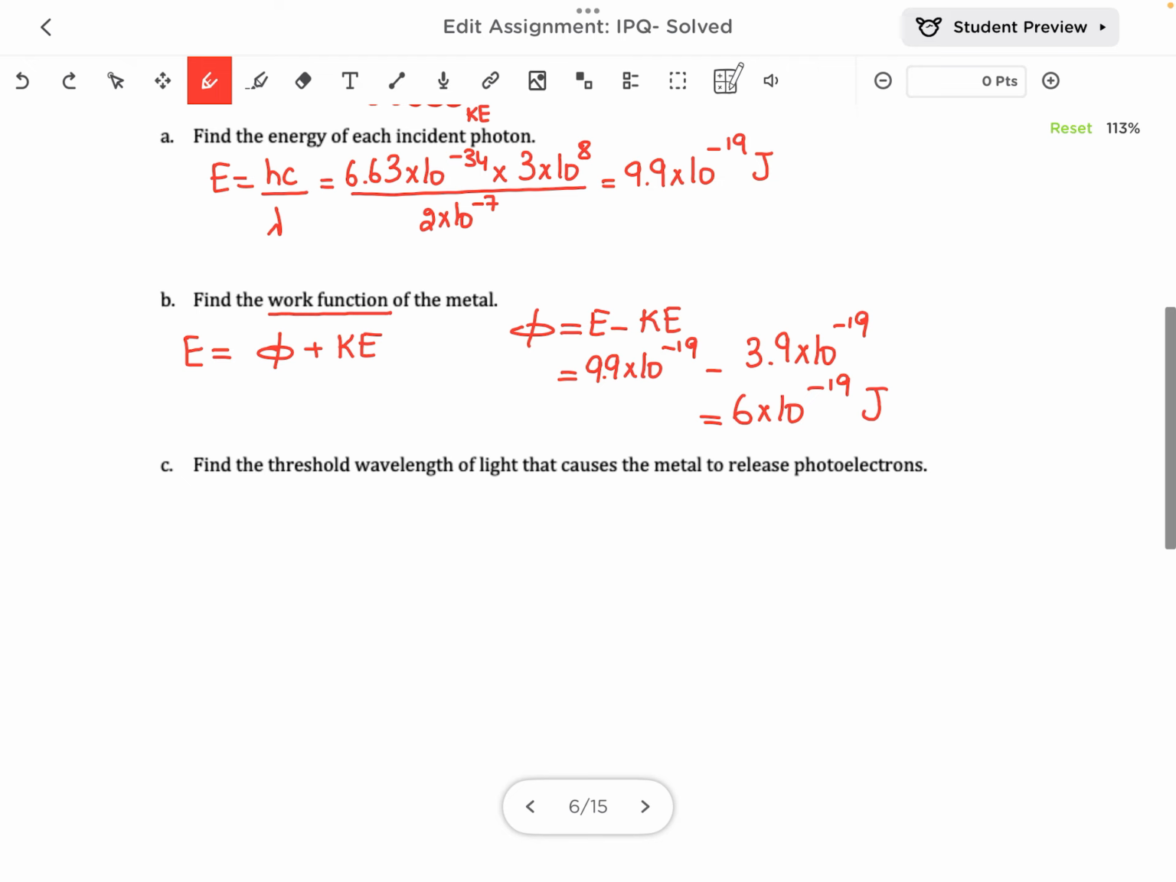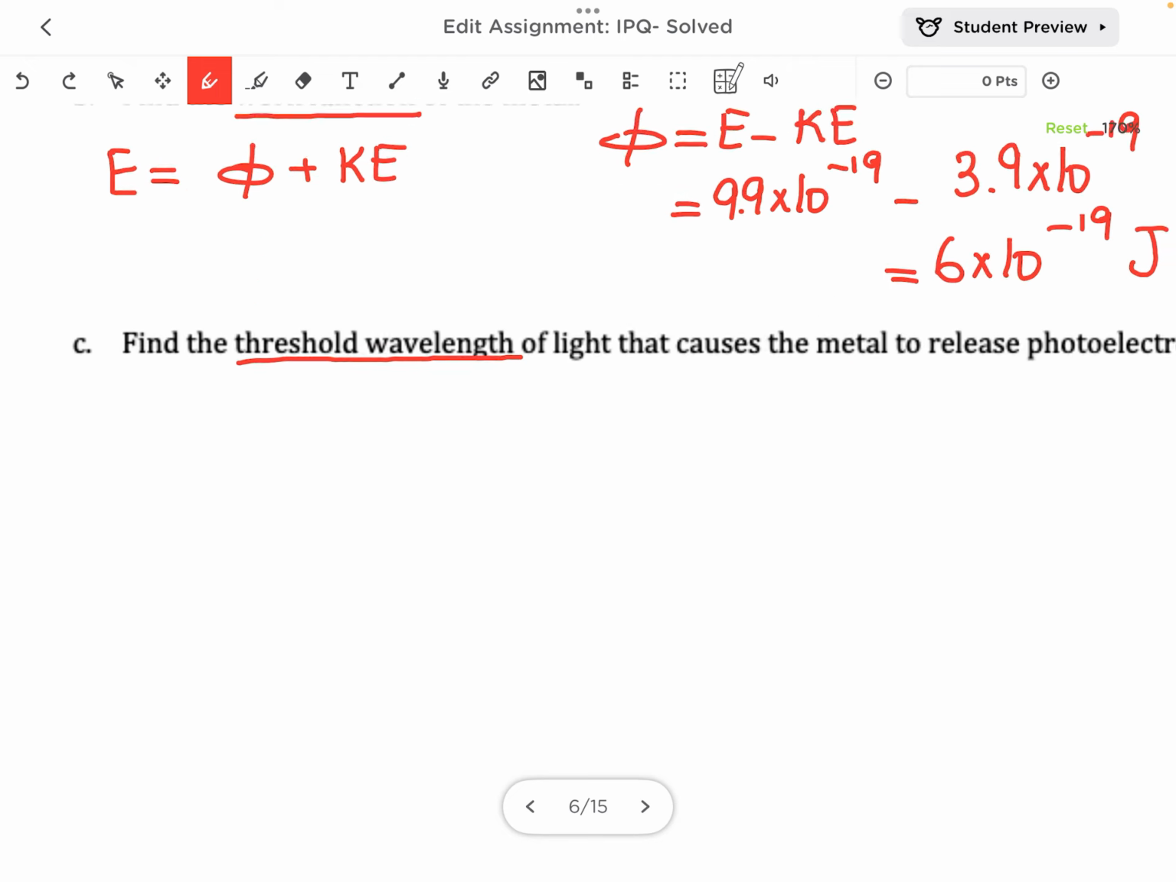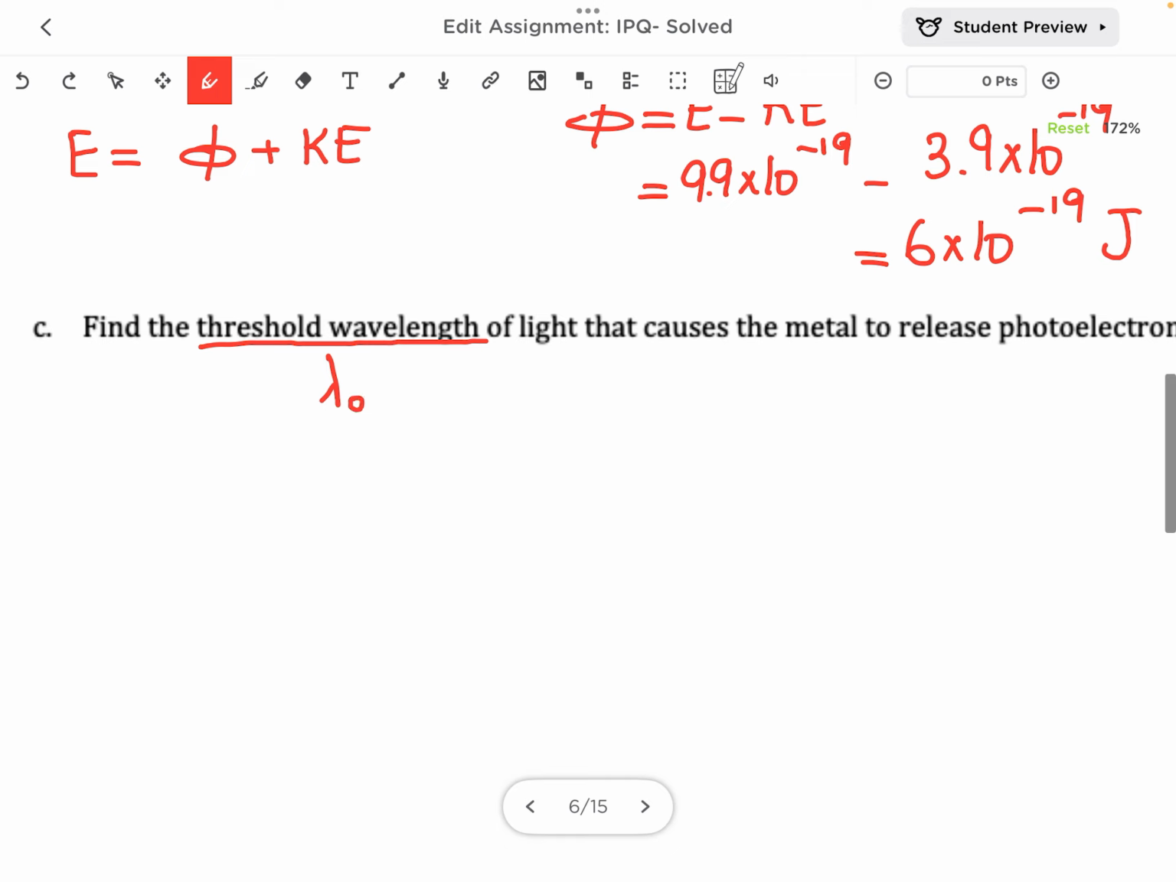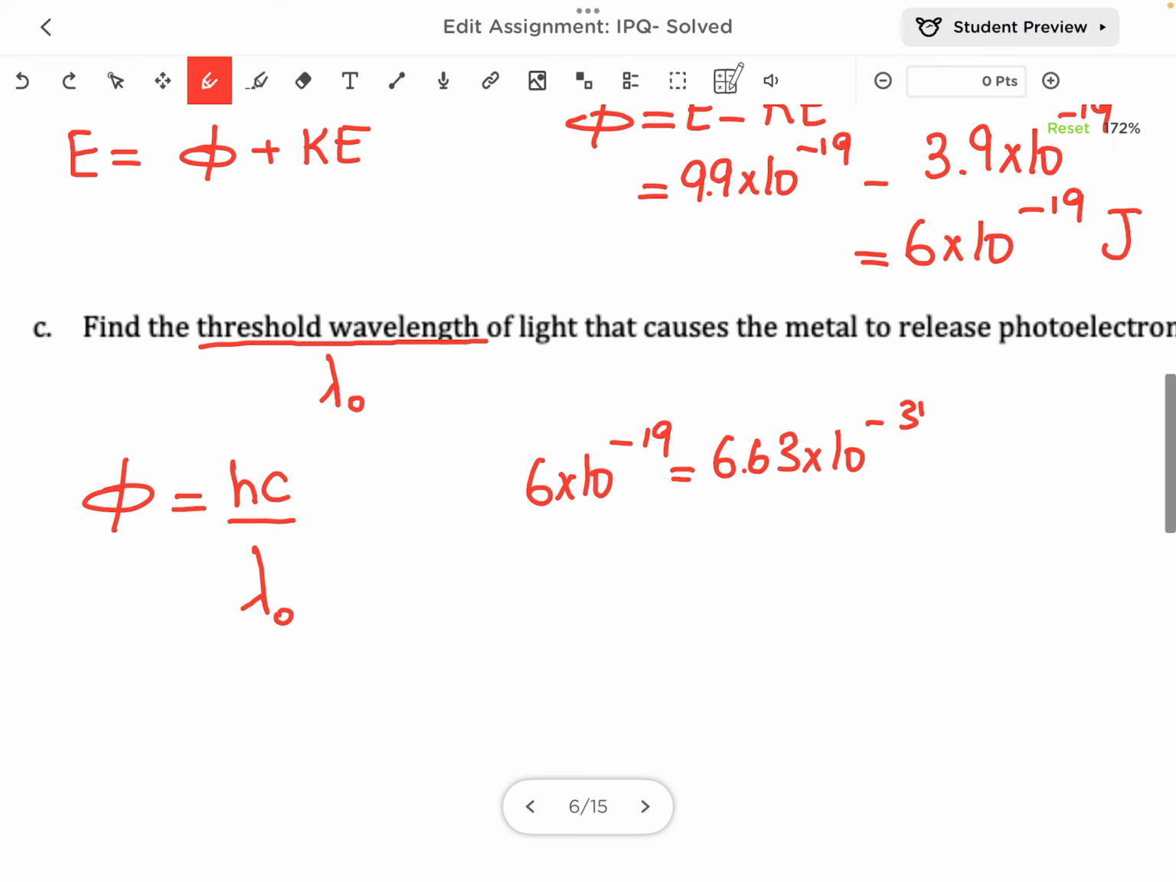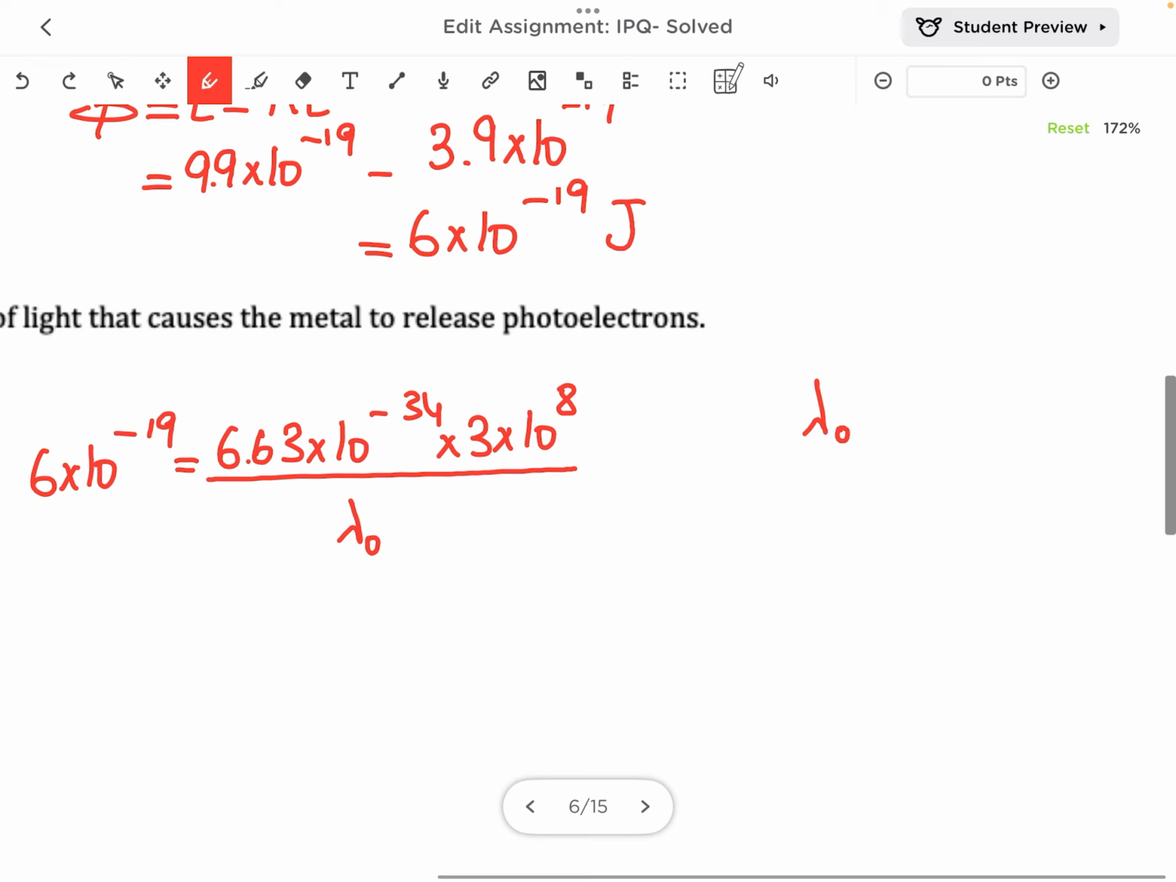Now that I have the work function, for the threshold wavelength I simply need lambda 0. So the work function is hc over lambda 0. Why did I use this equation? Because my energy is in joules. So 6 times 10 to the power of negative 19 equals 6.63 times 10 to the power of negative 34 times c, that is 3 times 10 to the power of 8, over lambda 0. It will be equal to 3.3 times 10 to the power of negative 7 meters.